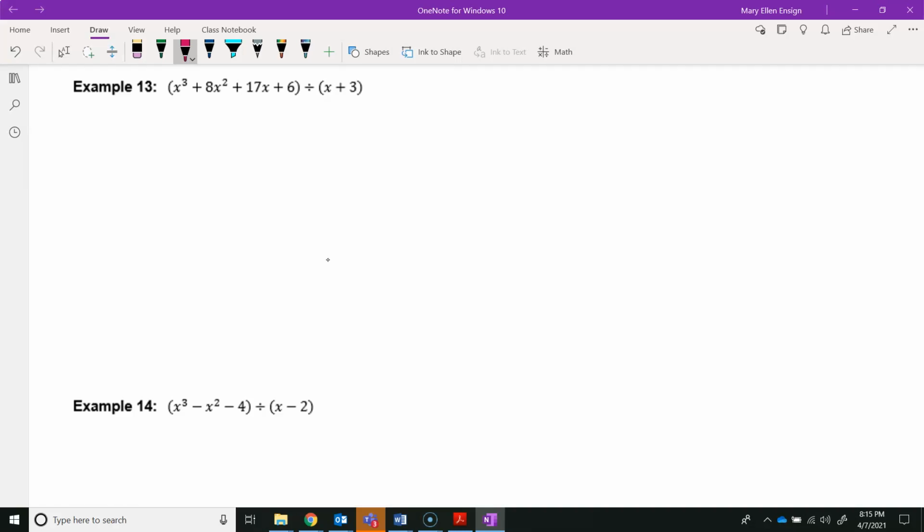All right, so I'm going to put my polynomial, my dividend, my first polynomial, I should say, inside the long division sign, and my divisor outside. And again, I'm starting out just looking at the first terms. So if I take x cubed and I divide it by x, I'm going to get x squared. So that is what goes up here.